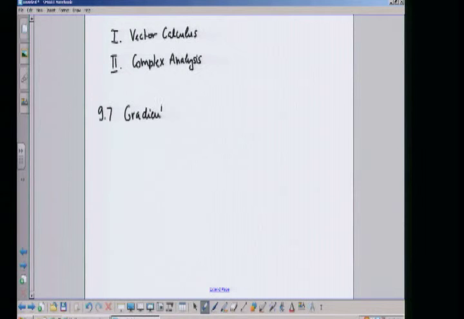And maybe I should just give you a brief overview before we start talking about the gradient of a scalar field. I'll just write the title. So this is 9.7, and it's also a directional derivative. Okay, so we will deal with vectors, right?